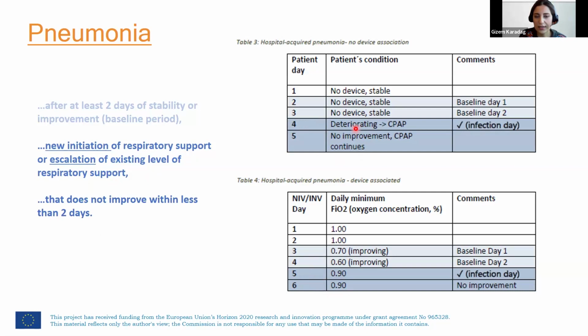As you see, in both of the examples, this deterioration lasted at least 2 days. There is no improvement in 2 days. So in these cases, our respiratory criterion for pneumonia would be fulfilled.